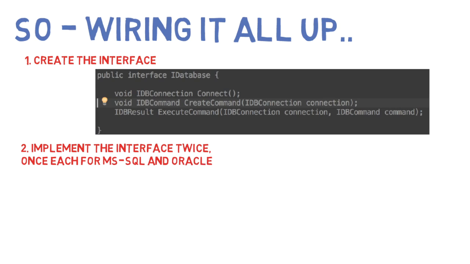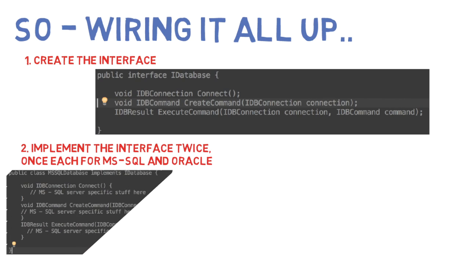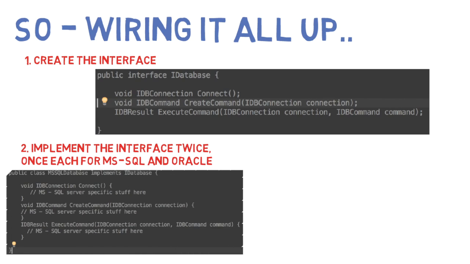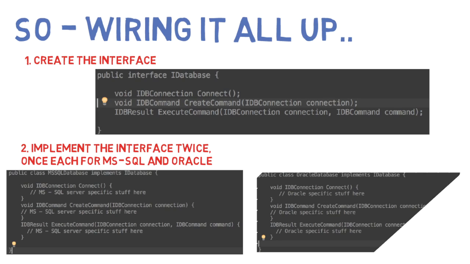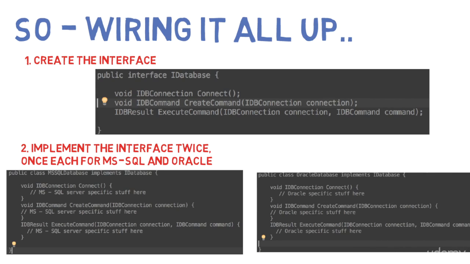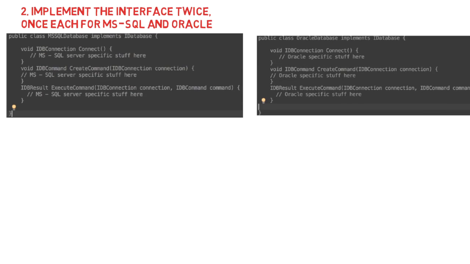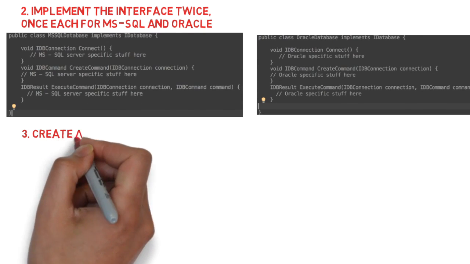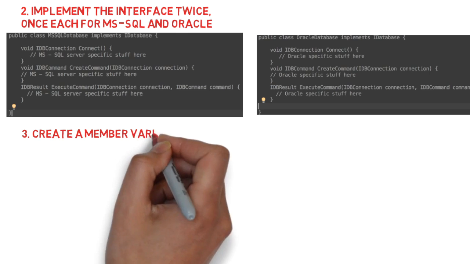Then you'll create two implementations of this interface. One to deal with an MS SQL database and another to deal with an Oracle database. So you'll have a class, let's call it MS SQL database, which implements iDatabase, and another called Oracle database, which again implements the iDatabase interface. There will be code specific to SQL Server and Oracle in each of these implementations. However, what these implementations can do is driven by the interface and remains the same across both these implementations.